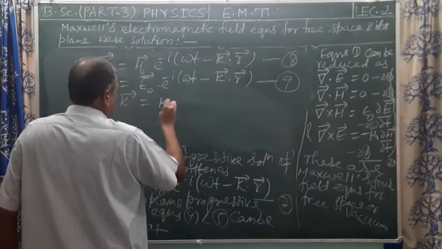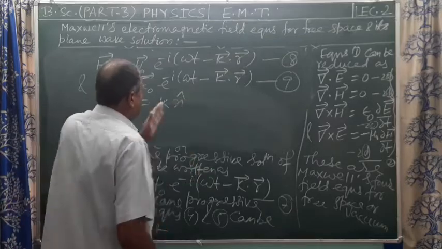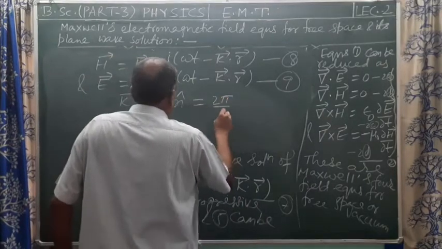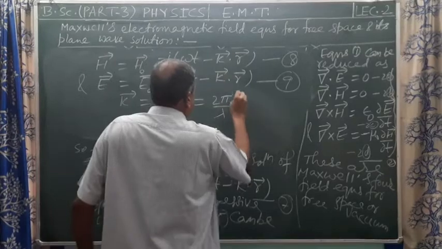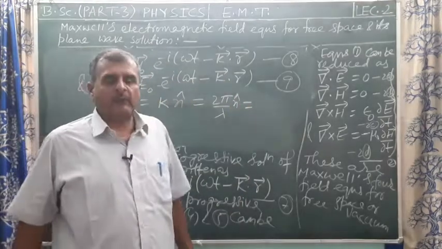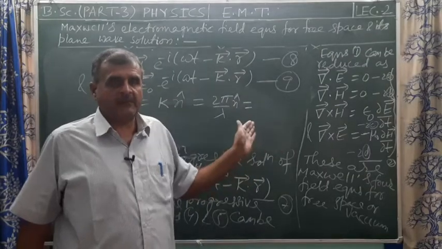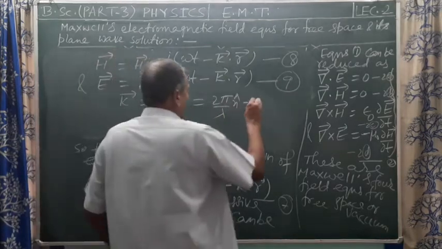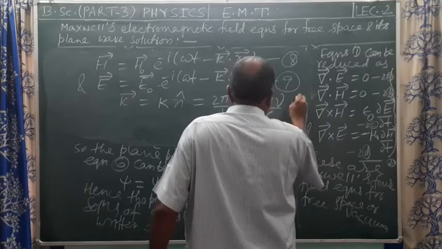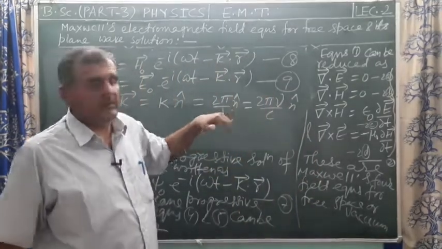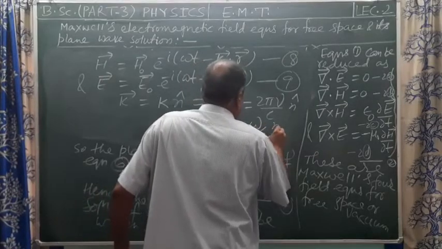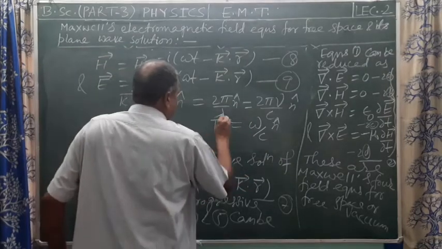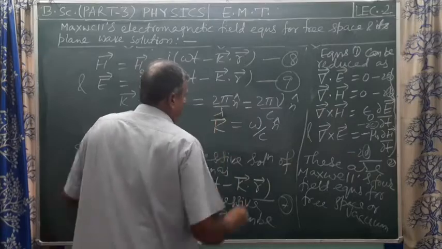We can write the magnitude of k vector as k into n cap, where n cap is the unit vector along the propagation of the wave, and k is 2 pi by lambda. So we can write k vector as 2 pi by lambda n cap, and c is equal to nu into lambda. The relation between the speed of light c, frequency nu, and lambda is c equals nu lambda. Therefore lambda is equal to c by nu. So it can be written as 2 pi nu upon c n cap, and 2 pi times the frequency is the angular frequency, so we can write it as omega upon c n cap, where n cap is the unit vector along the wave propagation. So finally, the propagation vector k vector is equal to omega by c n cap.